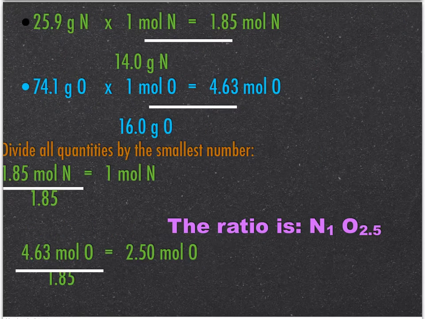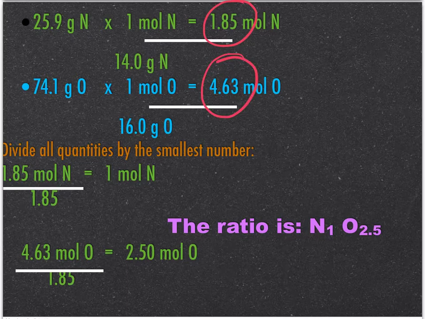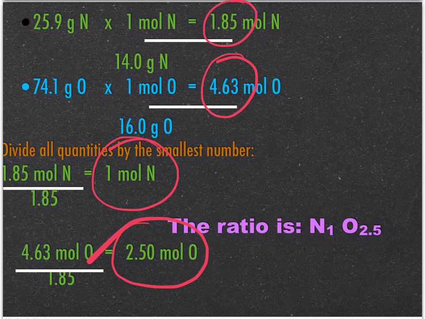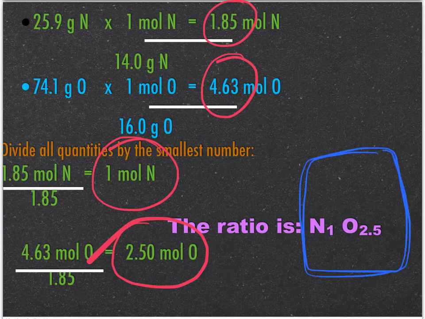The next step is we divide them both by the smallest number of moles. So we have 1.85 and 4.63. Obviously 1.85 is much smaller than 4.63, so we divide them both by 1.85. Divided by itself, obviously it's going to give you 1. 4.63 divided by 1.85 is going to give you 2.5. Now what we have is a ratio, certainly not a final formula, but our formula right now is N1 O2.5. Now we remember that you have to have whole numbers and you can't have a 0.5 or any kind of decimal like that.